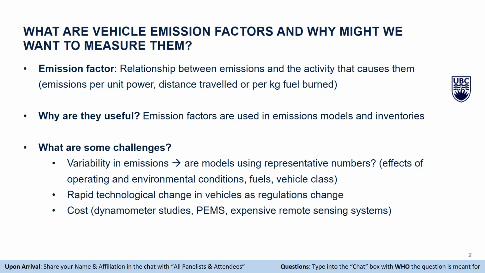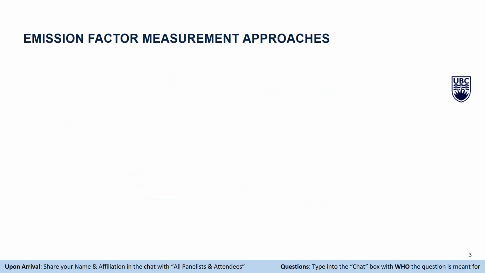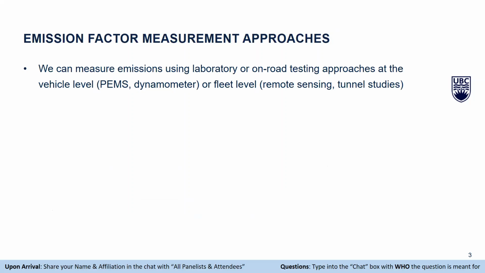That's also a challenge because running the experiments typically done to calculate emission factors can be quite expensive, either in terms of just dollar amount or also in terms of time. So we can use things like expensive remote sensing systems or dynamometer studies, but they all incur a fair amount of cost. Just to briefly overview some of the emission factor measurement approaches, we can typically measure emissions using laboratory or on-road testing approaches at either the vehicle level, which is where we use something like a controlled engine or chassis dynamometer or a portable emissions monitoring system, or at the fleet level using something like roadside remote sensing or a tunnel study.